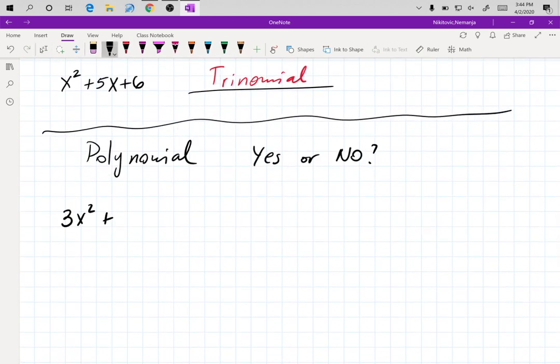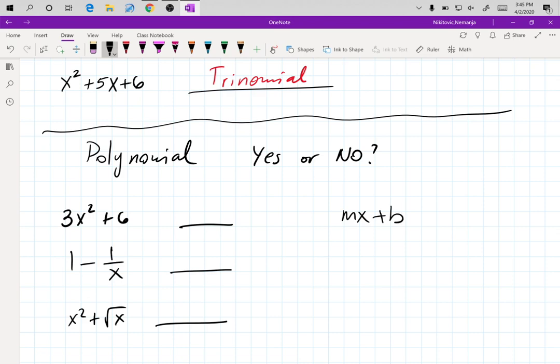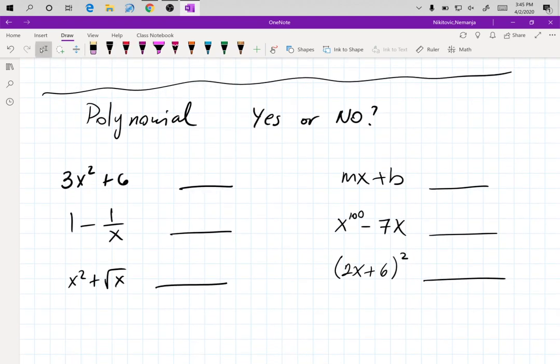So you will have 3x squared plus 6. You will have 1 minus 1 over x. You will have x squared plus square root of x. You can have mx plus b. You can have x to the 100 minus 7x. And 2x plus 6, everything squared. So you might run into something like this. And the question is, is it a polynomial? Well, the first one is easy. A definite yes, right? It's a binomial, right?